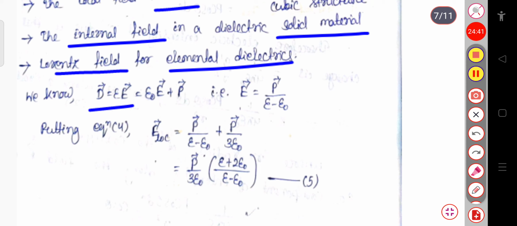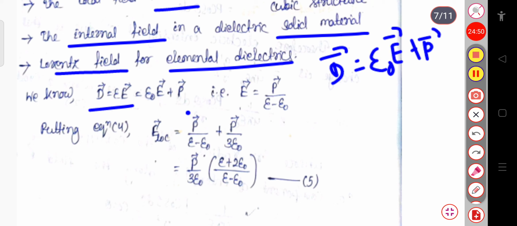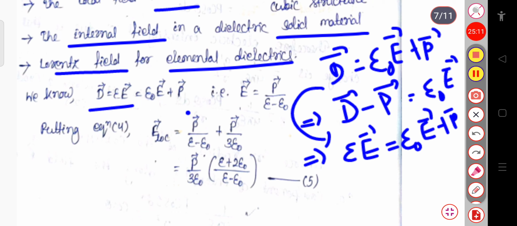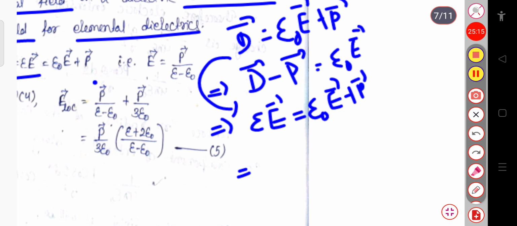If I write D equal to epsilon naught E plus P vector, from this expression I can write D minus P equal to epsilon naught into E vector. Or directly, D is nothing but epsilon into E, and that is equal to epsilon naught E plus P. From this, if I take the electric field E common, this will be epsilon minus epsilon naught whole into E, that is equal to P.